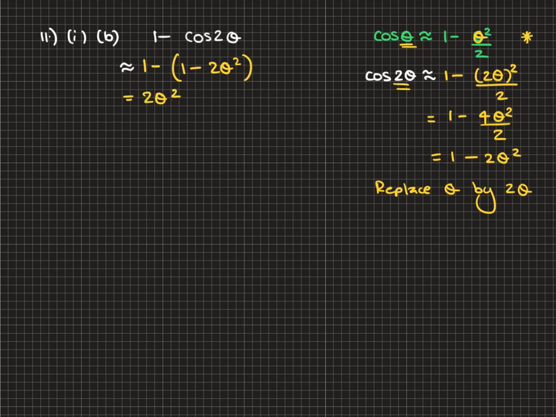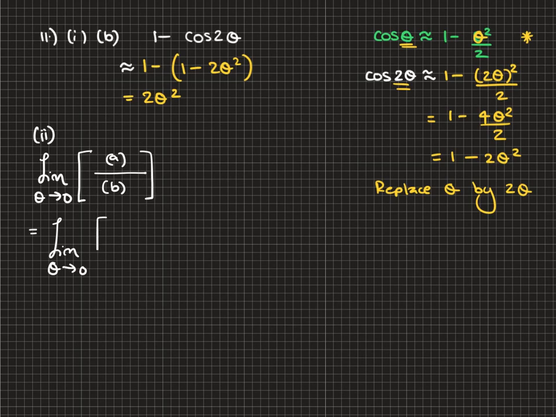Now we can go straight from here into 11 part 2, which asks us to find the limit as theta approaches 0 of a very complex looking result. Now the complex looking result is actually the result from part A over the result from part B. So that is the limit as theta approaches 0 of, now the result from part A was root 3 over 2 theta squared, and the result from part B is 2 theta squared. Now, theta squareds cancel, so actually theta can approach 0 at any time here.